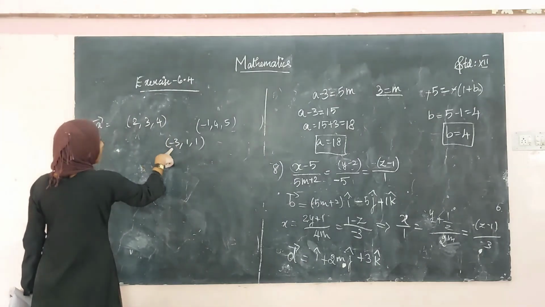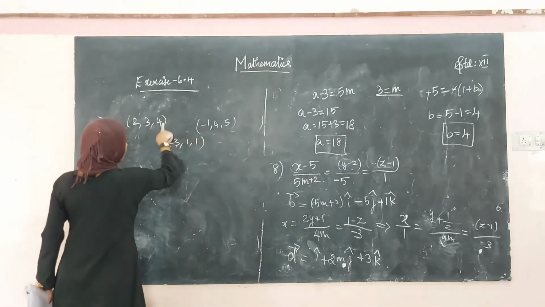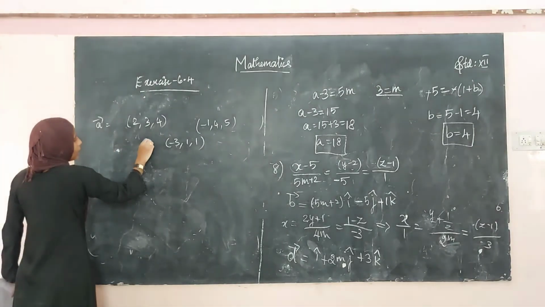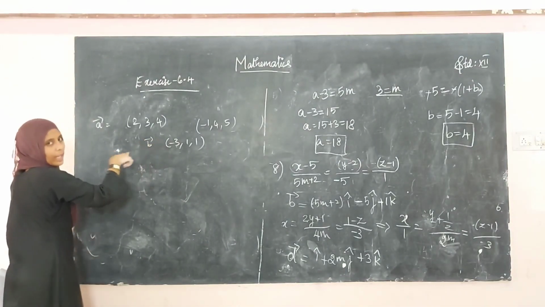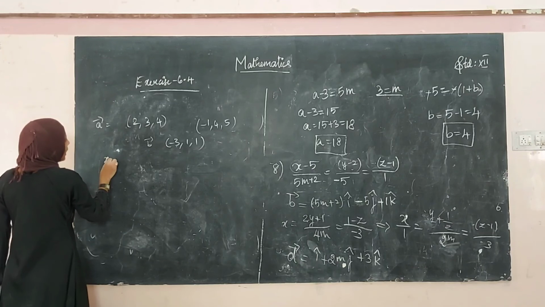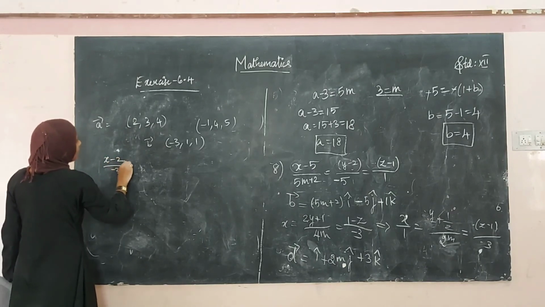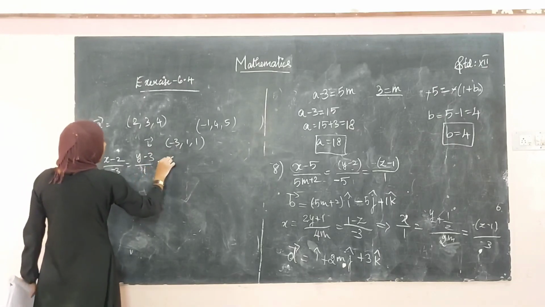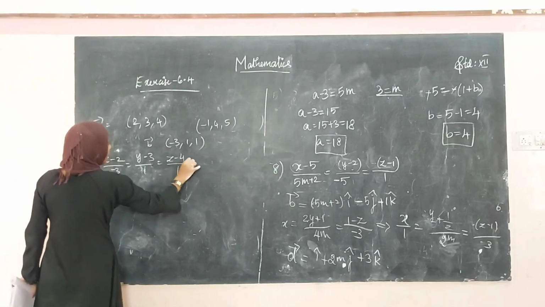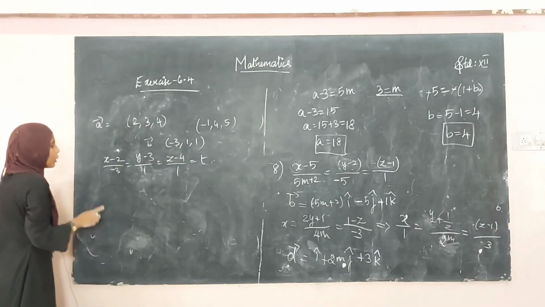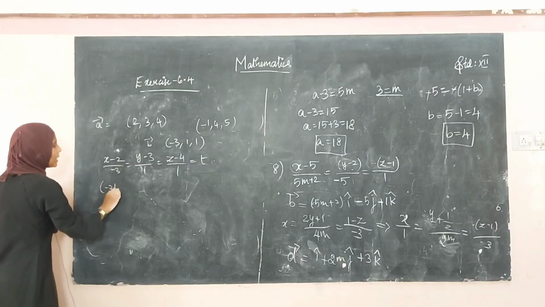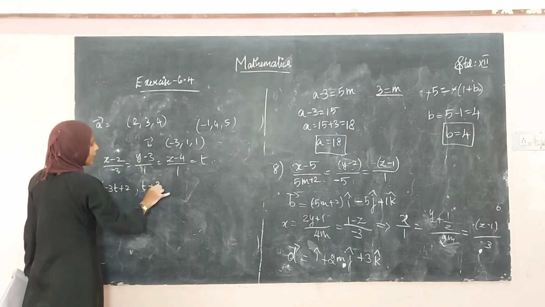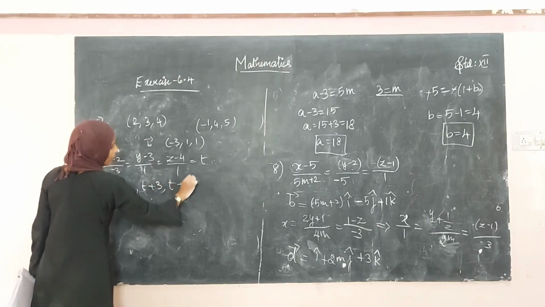Minus 1 minus 2 is minus 3. 4 minus 3 is 1. 5 minus 4 is 1. These are the direction ratios, so this will be the B vector. Now write the Cartesian format. So x minus 2 divided by minus 3 and then y minus 3 divided by 1 equal to z minus 4 divided by 1. Equate it to t. So the first coordinate will be minus 3t plus 2. The second will be t plus 3 and the third will be t plus 4.